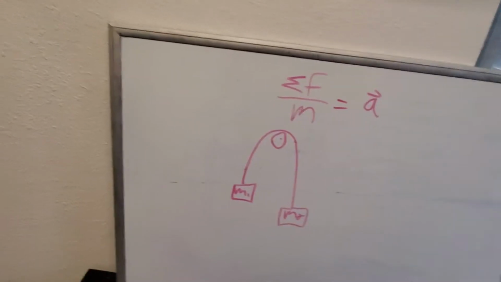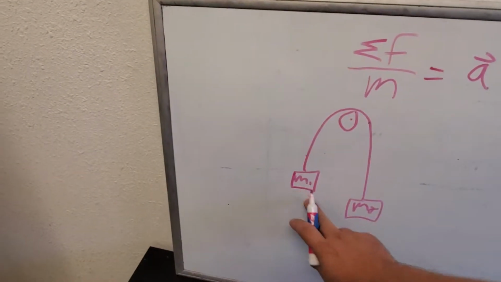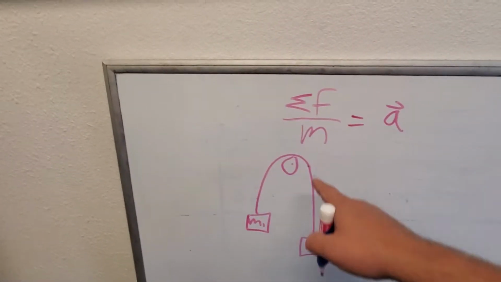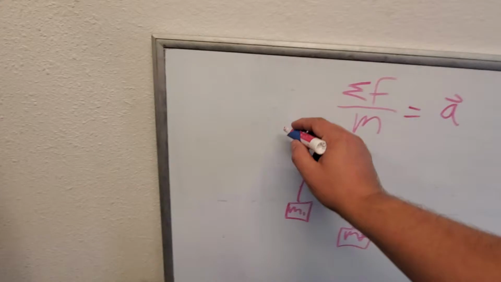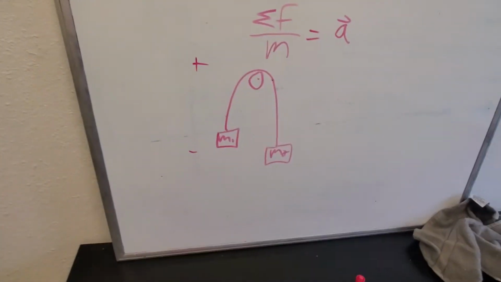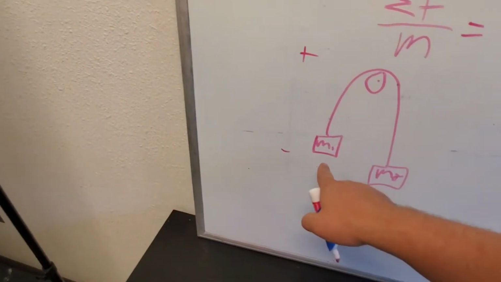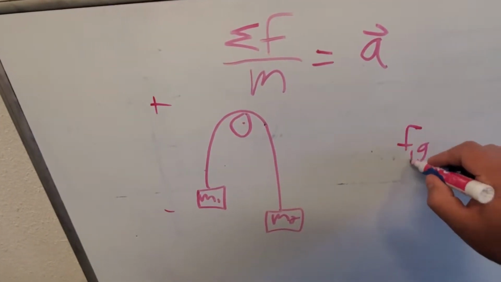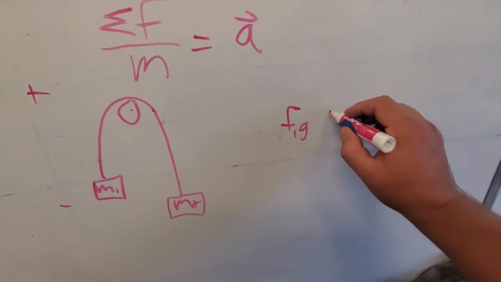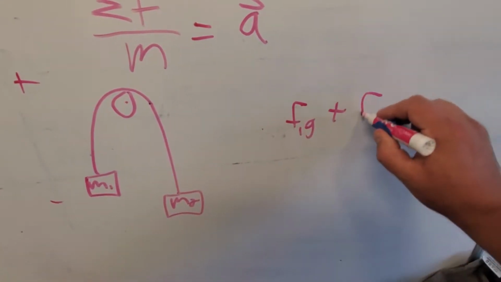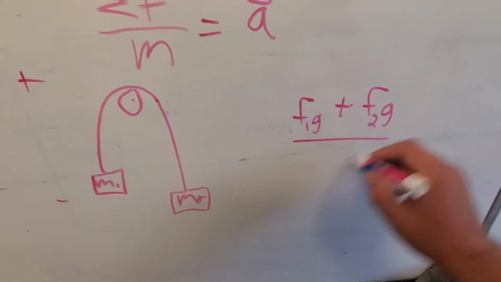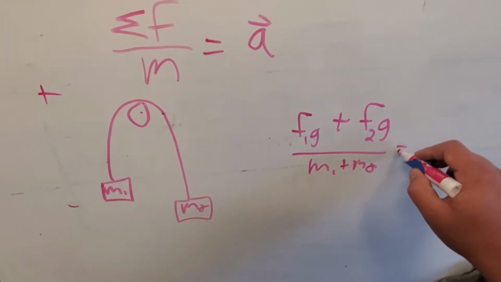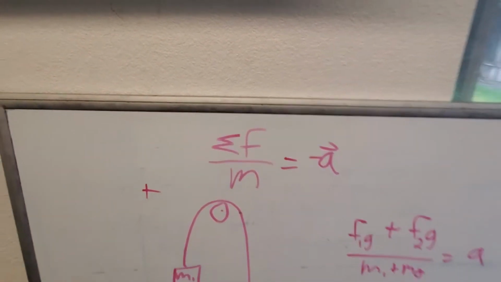So, forgetting tension for a moment, let's just look at the forces on the boxes working against each other. And the only reason we can do this with this problem is we're pretending this is a single system. Now, up will be positive and down will be negative in this situation. All right, so I'm just going to plug in for the forces. So the force of gravity on 1, plus the force of gravity on 2, divided by the total mass, which is m1 plus m2, should equal the acceleration based on Newton's second law.